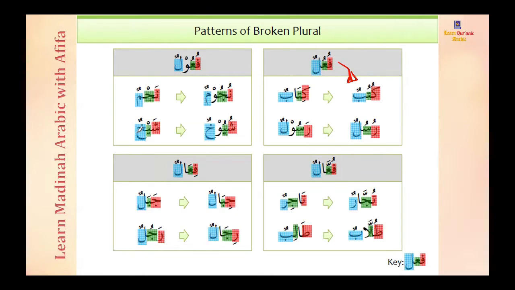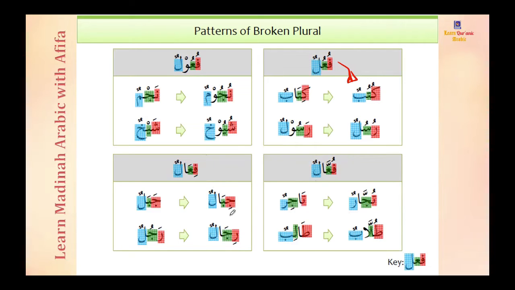Nujumun, shaykhun, shuyukhun. Here are 2 more patterns. Fi'alun, so jabalun, jibalun. Rajulun, rijalun. It's following this plural pattern. So this is another one. Fu'alun, so tajirun, tujarun. You can hear the doubling here. Tujarun, talibun, tulabun. We looked at this in the first slide, this example.